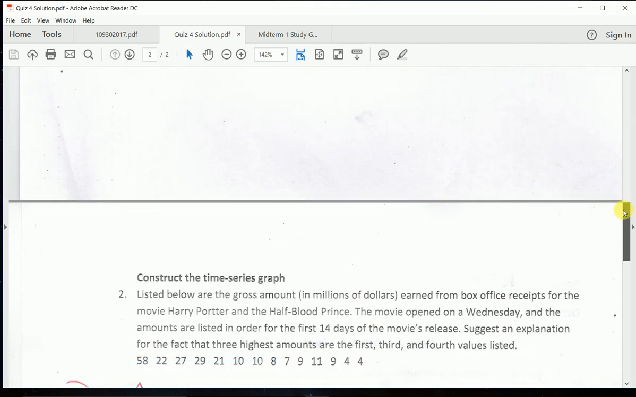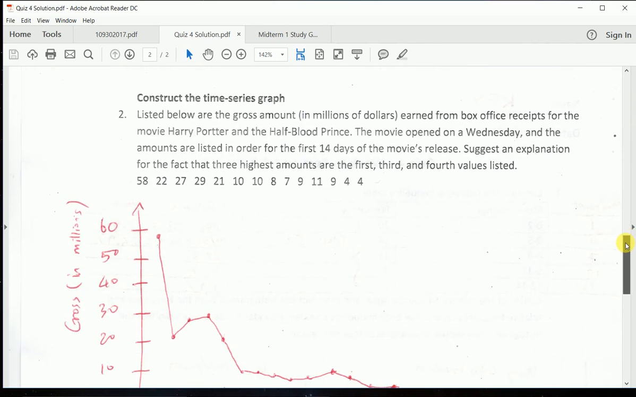Now let's move on to the second question. So I give you the data.